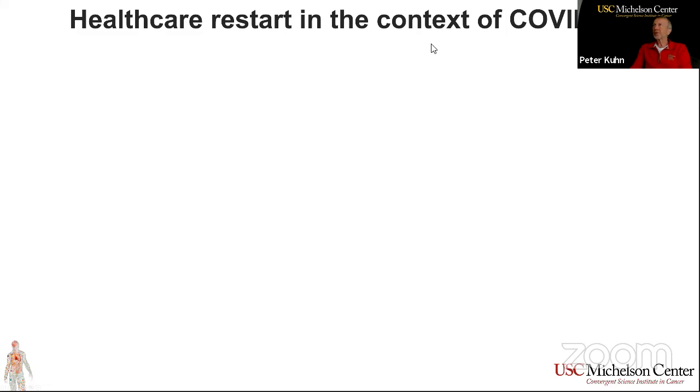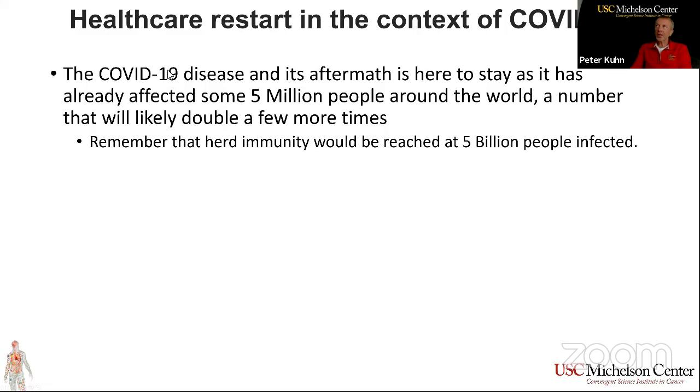There we go. So now, there is a bigger problem in all of this, and that is, as we're trying to restart healthcare, the fact that COVID-19 as a disease, no matter what the virus does, is actually here to stay. We have already had 500 million people infected, and remember that herd immunity would be reached at 5 billion people. I can't even wrap my head around that number.